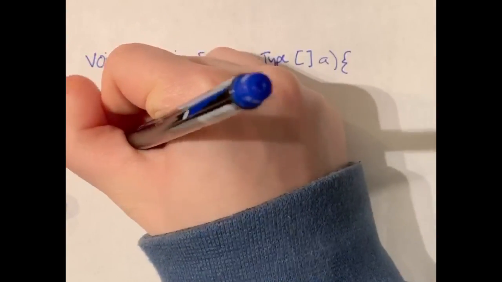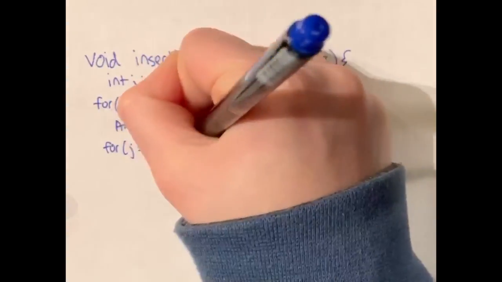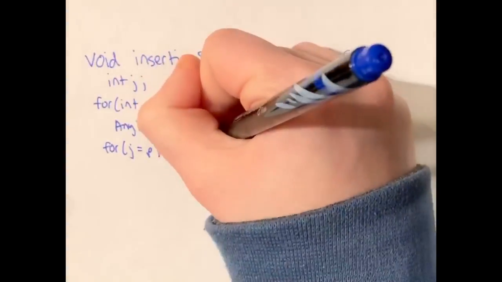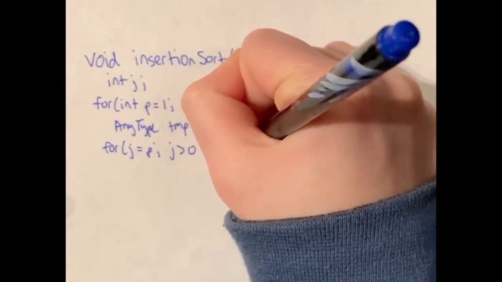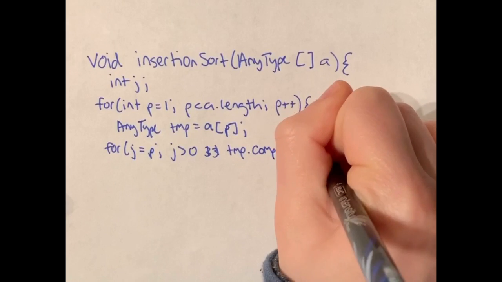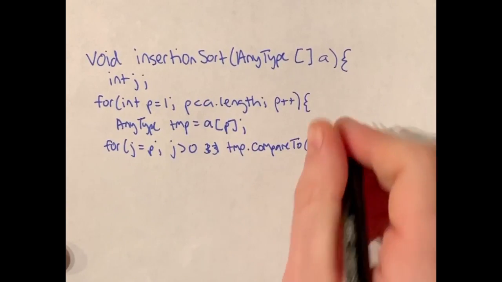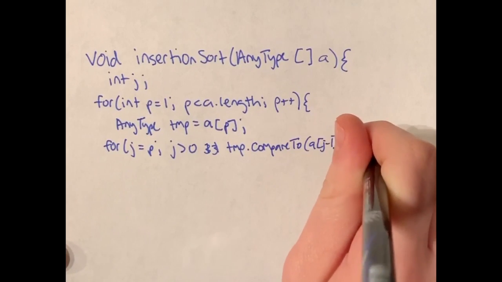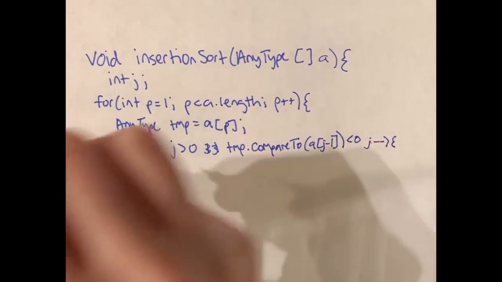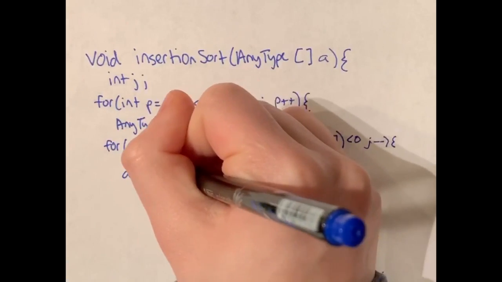The second for loop starts at j, which is equal to p, and runs as long as j is greater than 0, and the temporary variable, called temp, is less than the value of the element at index j minus 1 in array a. When this for loop runs, the element at index j in array a is set equal to the element at index j minus 1 in array a. 1 is then subtracted from j.